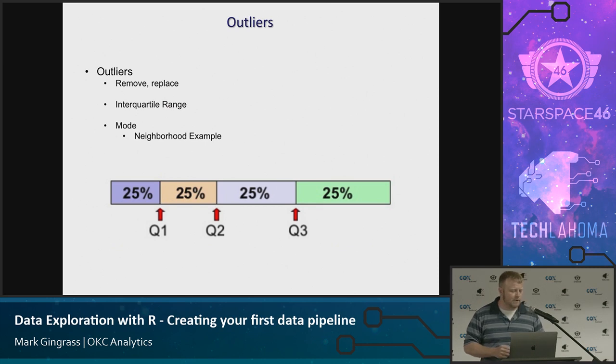This chart might demonstrate that slightly better here. So with outliers, you can remove them or replace them. What I did was I used the interquartile range for most of them. And then there's this mode thing, the neighborhood example.